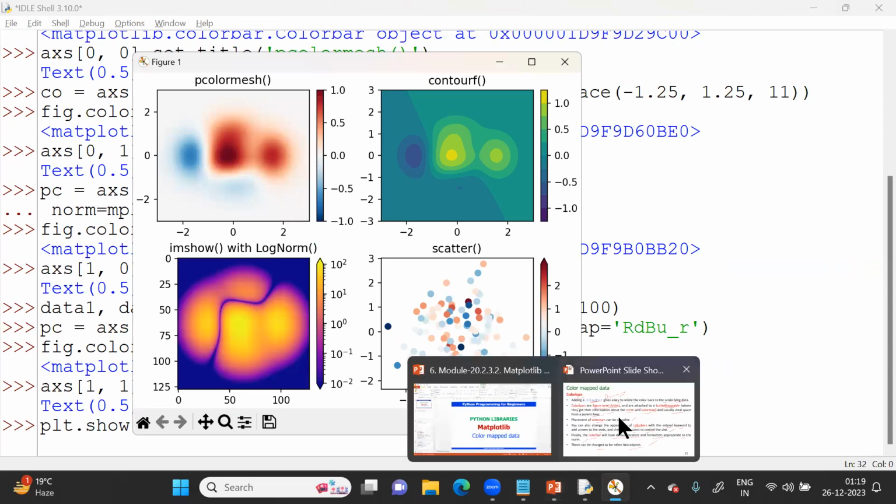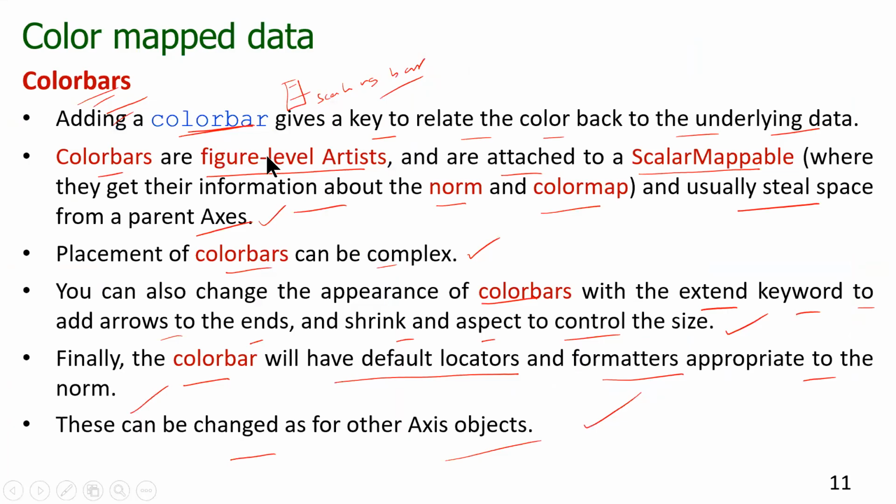Okay, that is about color mapped data with Matplotlib. So with this lecture, some of the important concepts related to Matplotlib are completed. With this, the Matplotlib library is over. If you want more details about Matplotlib, on the first page of this presentation we have given one official link of Matplotlib. You can go through and you can self-learn other advanced topics.